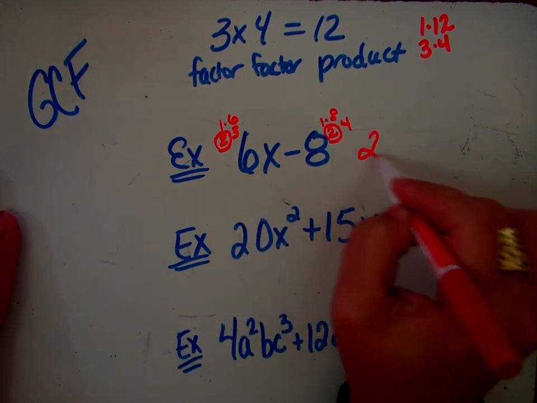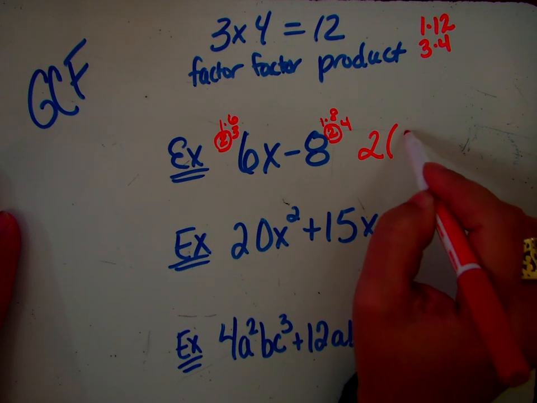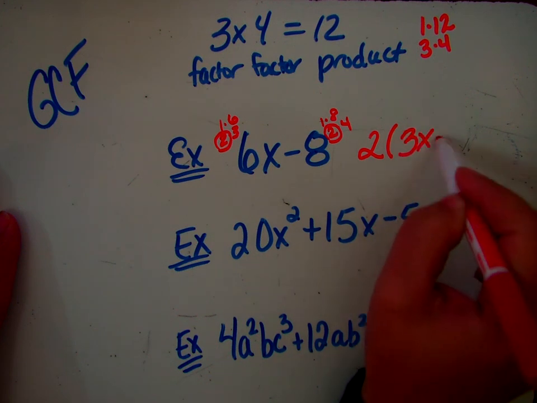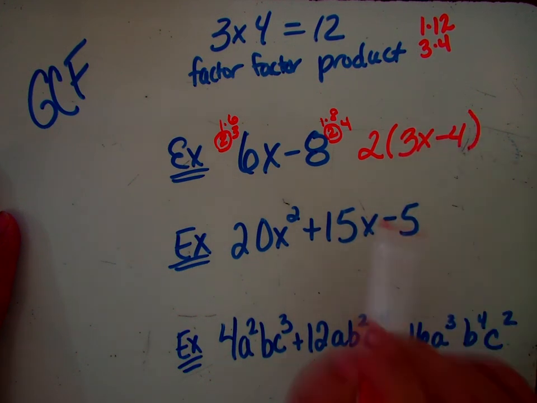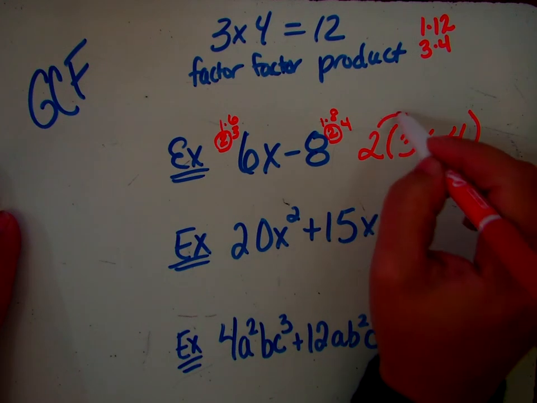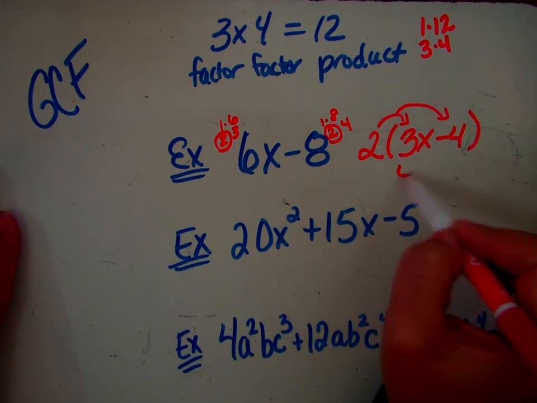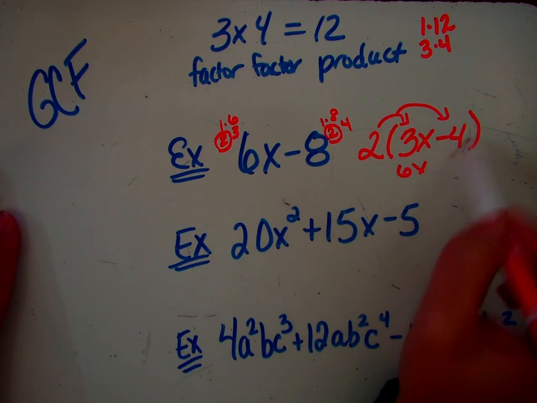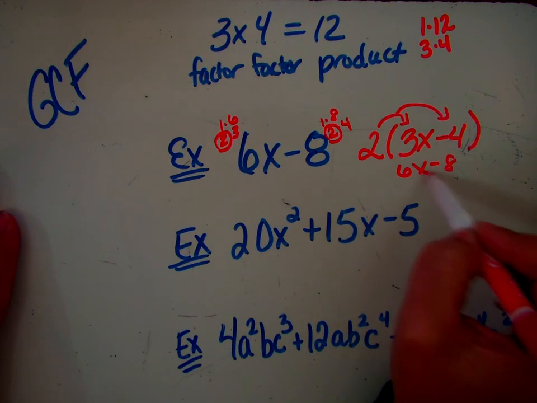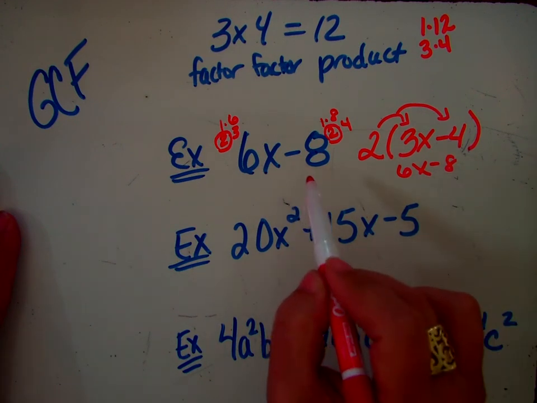So I'm going to factor out a 2, which means we're dividing by 2, and we're left with 3x minus 4. You can always check yourself by distributing the 2 back into both. 2 times 3x is 6x. 2 times negative 4 is negative 8. That's exactly what we started with, so you know that your factoring is correct.